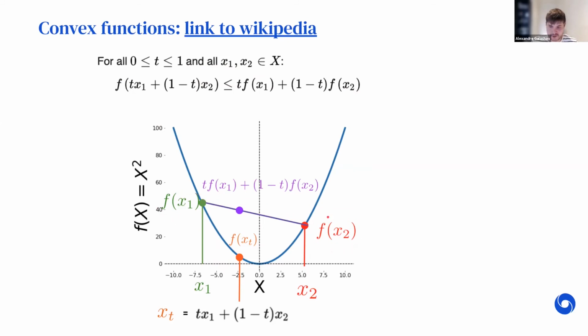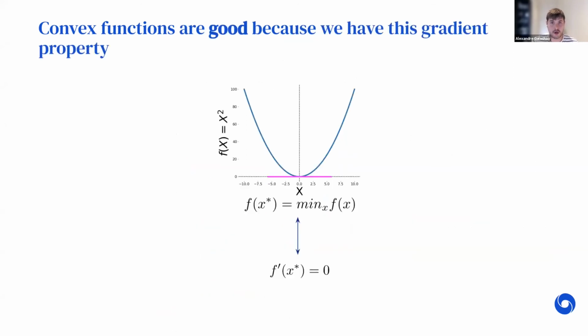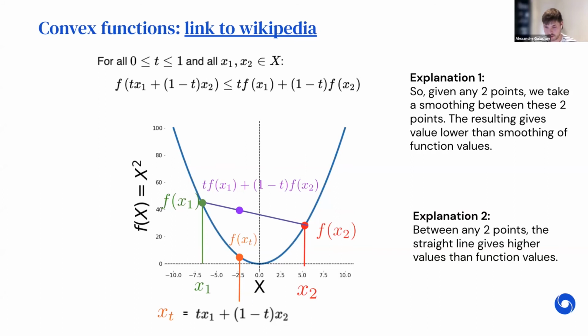We take any 2 points, we take the values of these 2 points, and we find a point which is in between these 2 points. We look at the value of the function at this point, and we also draw a line between f of x1 and f of x2. What convexity means is that the value of the function at this point, t x t, will always be smaller than the value given by this line. So within the graph of your function, you can always fit a line whose value will be larger than the value of the function. So it's true for any x: the value on the line is always bigger. This is a definition.